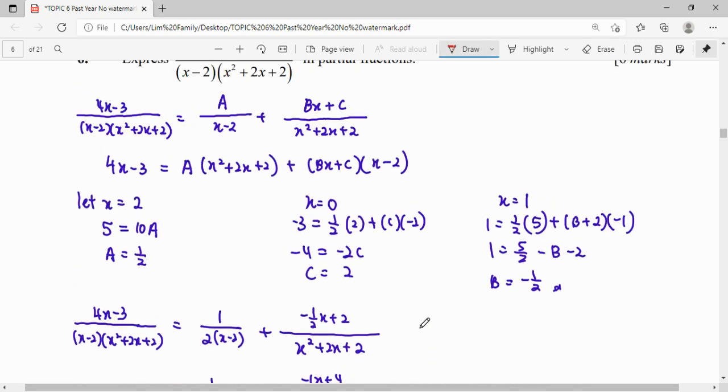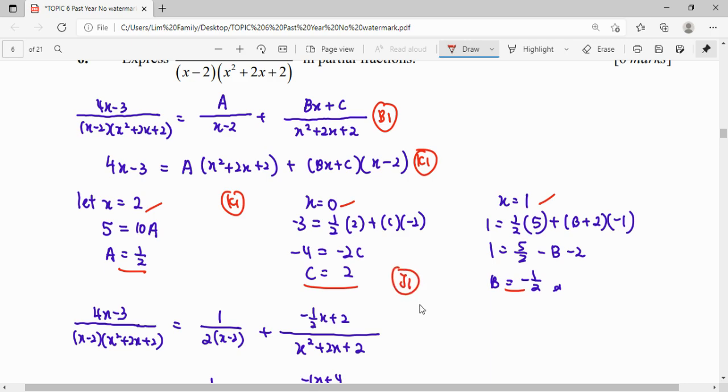So the first mark is for how we split according to our factors and build out our equation in order to find our x. Concept number 3 here is that we substitute 3 values of x because we have 3 unknowns, and get the answers for A, B, C.